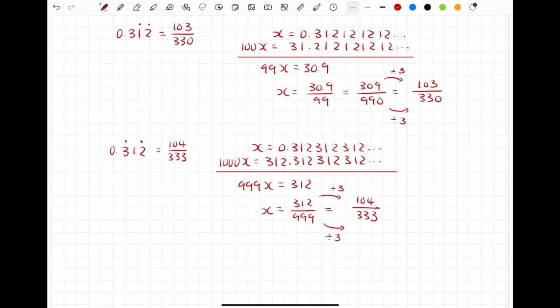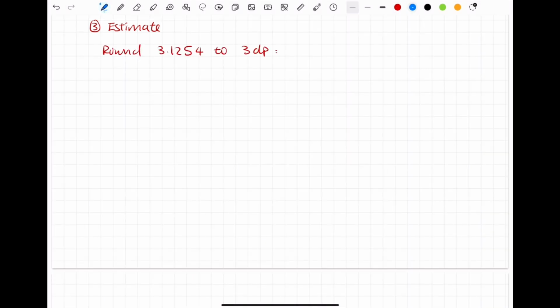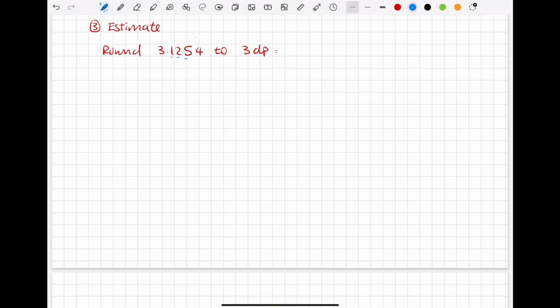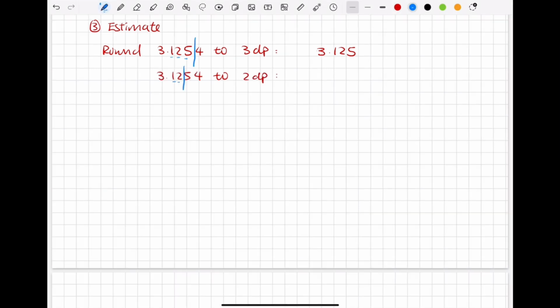Okay, so now let's look at estimating or rounding. In the first one, I wanted to round this decimal to 3 decimal places. After the decimal point, we needed to look at the first 3 numbers. Draw a line. Let's look at 4. If the number after the line is smaller than or equal to 4, we do not round the previous digit up. In this case, it's 3.125. If we wanted to round this number to 2 decimal places, then we'll look at the first 2 digits after the decimal point.